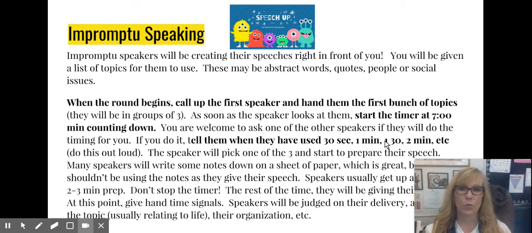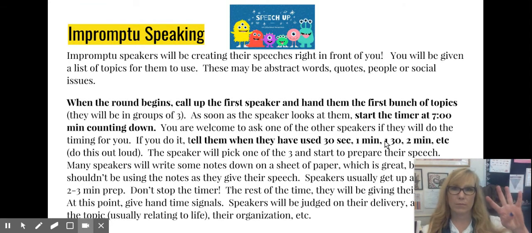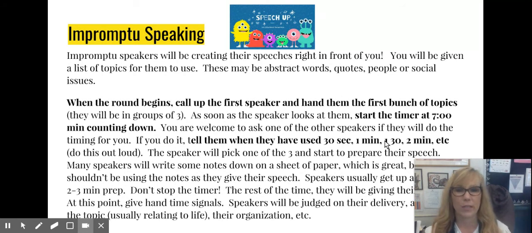The speaker is going to pick one of these. They're getting all ready. They usually get up after 2 minutes prep time, maybe 3 minutes prep time. Just don't stop the timer. You're going to keep going, only now your time signals will be non-verbal. You don't want to be yelling those out. That's really awkward.